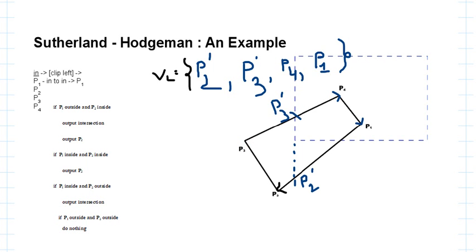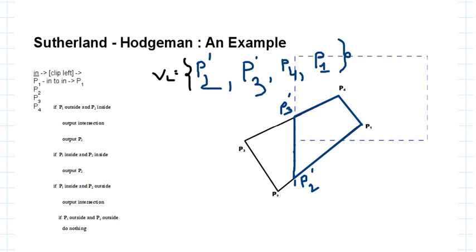So how does this new polygon actually look? It looks like P1 to P2 dash, then P2 dash to P3 dash, then P3 dash to P4, and P4 to P1. So this newly generated polygon, which is indicated by this blue solid line, you need to clip against the right edge.